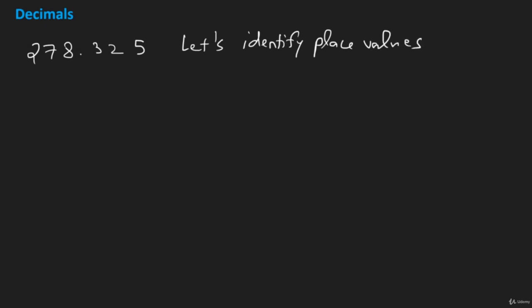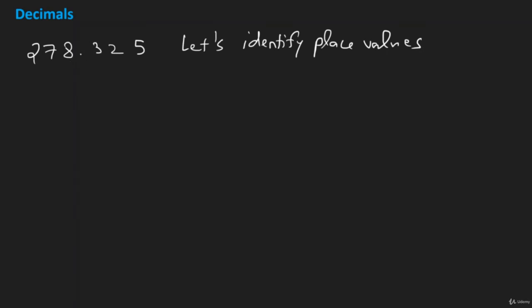Let's try to brush up our knowledge on decimals. We start with understanding the expanded form of a decimal number. Say you have the number 278.325. Over here you have the decimal point. Let's identify the place values of each place or position of this number, right?